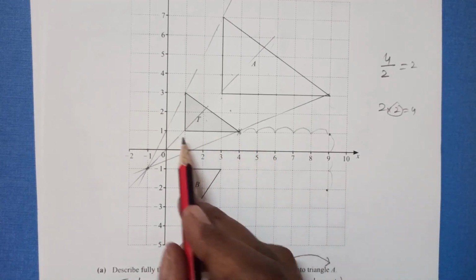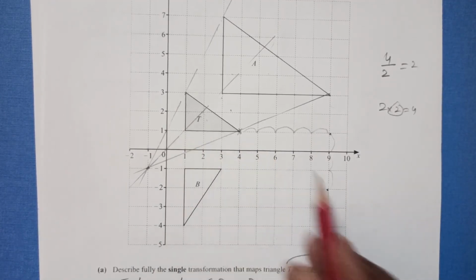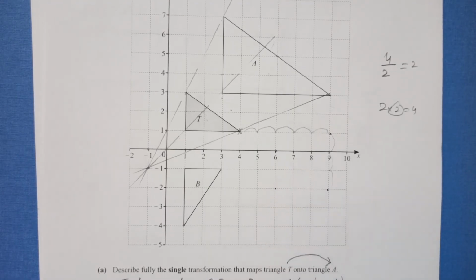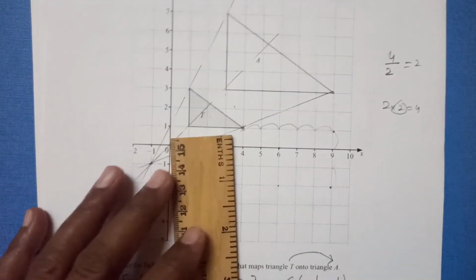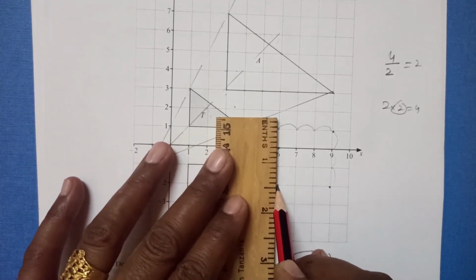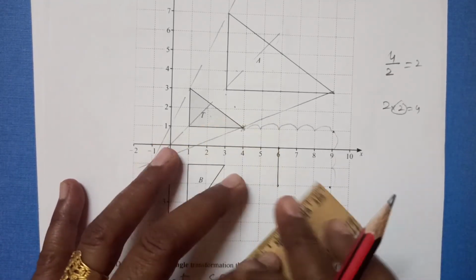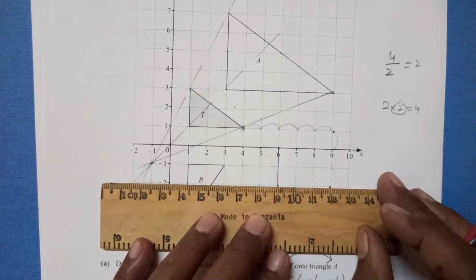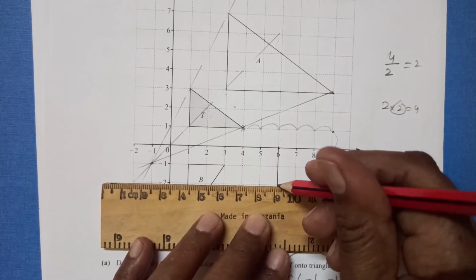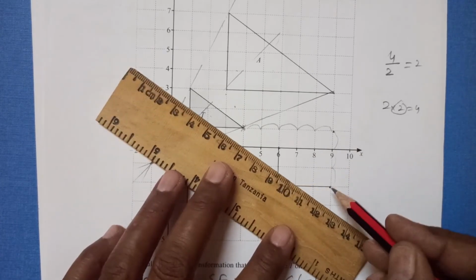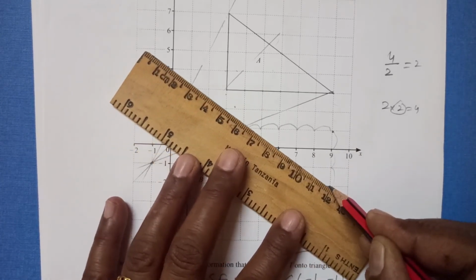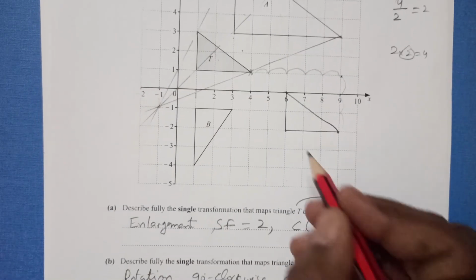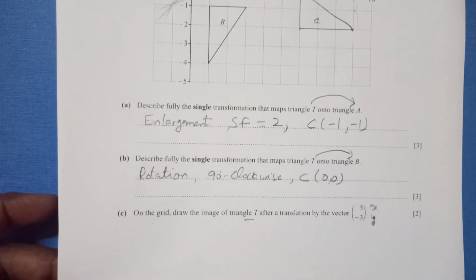The triangle is on this side, so we'll count from here 3 squares, so 3 squares here, 2 up here. So that will be our new triangle after the translation. Right, so this is part C after the translation.